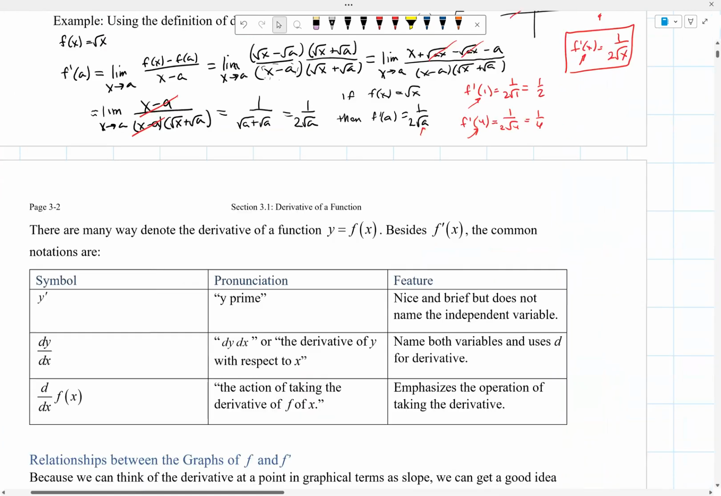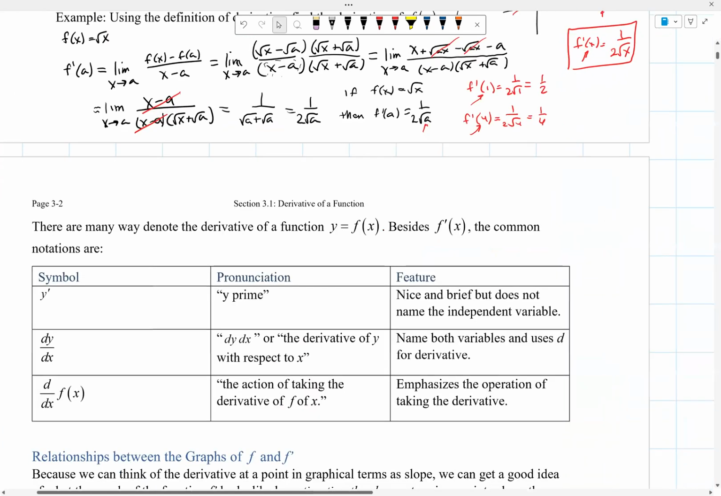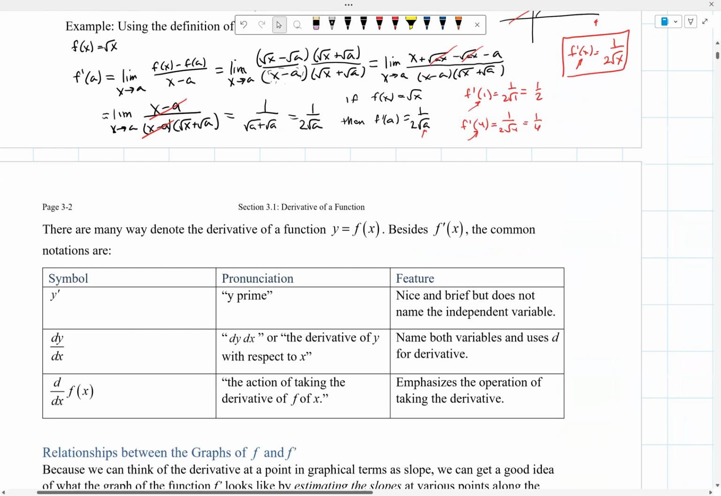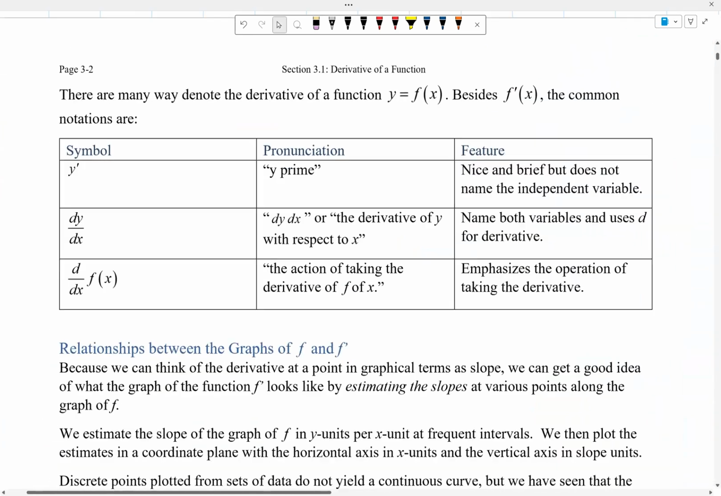Now, we have some different notations for this derivative function that we ought to talk about. So we've been talking about taking the derivative of a function f of x and getting f prime. But what if we were talking about y equals x squared? What happens when we take the derivative of that? Well, we'll call that y prime, and just say our notation has some flexibility in it.